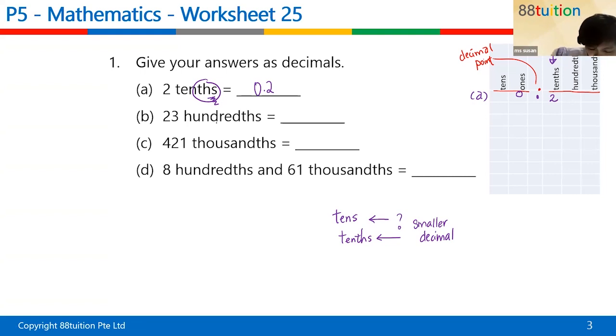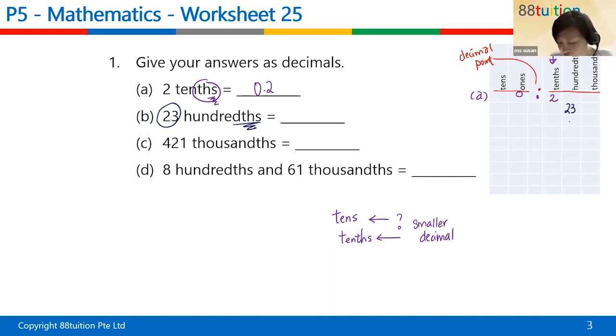Now, next, number 2, 23 hundredths. Now, go to the hundredths column. I'm going to use another color to show this explanation. When you have hundredths and it's a 23, look at 23. Can I squeeze the 2 digits inside? No, because there is only 1 digit for an individual place value. Can I write 23 like that? Cannot.